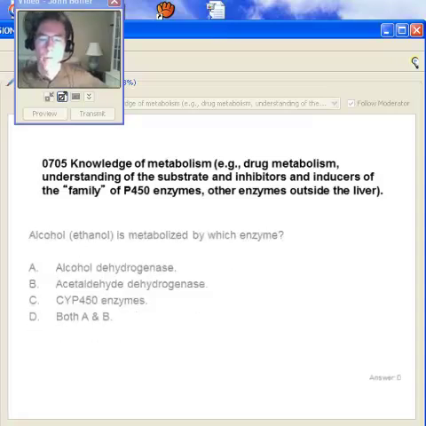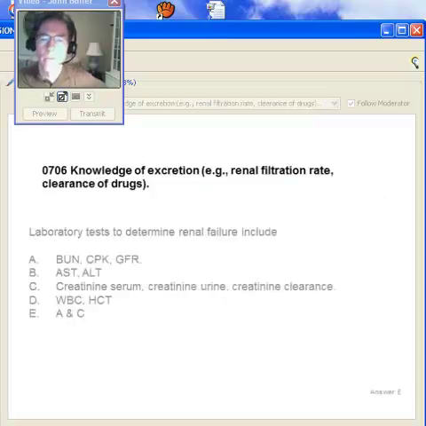Here we go. Section 5, same type of thing. Okay, Section 6. Laboratory tests to determine renal failure include... okay, you got it? Everybody got it? C. So A and C. BUN, creatinine, glomerular filtration rate, serum creatinine, urine creatinine, creatinine clearance.